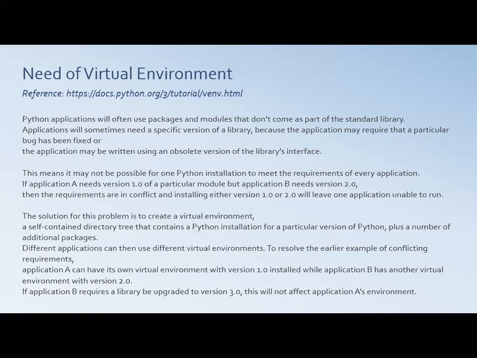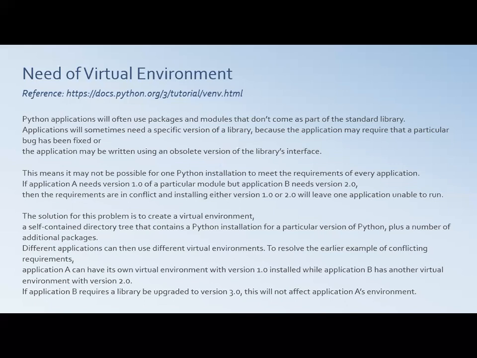The docs example says it may not be possible for one Python installation to meet the requirements of every application. For example, if application A needs version 1.0 of a particular module, but application B needs 2.0, then the requirements are in conflict, and installing either version 1.0 or 2.0 will leave one application unable to run. If I install 1.0, the other application may not work. If I install 2.0, the other application may not work.